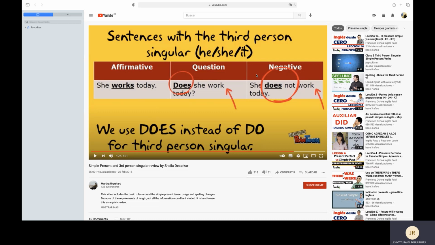Si yo quiero traducir esto al español, el auxiliar yo no tengo que traducirlo al español, ¿sí? Porque nosotros en nuestro idioma no utilizamos auxiliares, nosotros utilizamos la entonación. Ella trabaja hoy. Ella trabaja hoy. Se fijan que nosotros no utilizamos auxiliar, pero en inglés debemos utilizarlo. She does not work today. Ella no, el does acompañado de not, trabaja hoy.